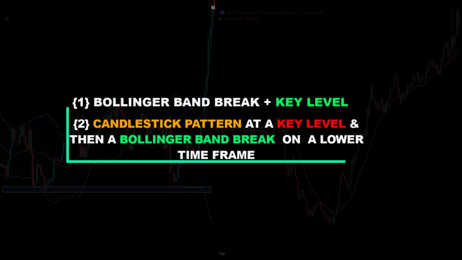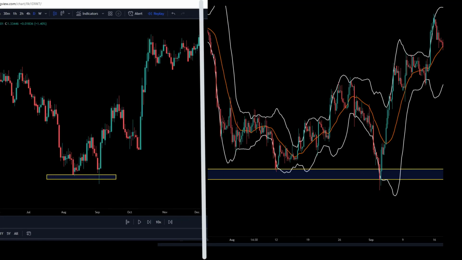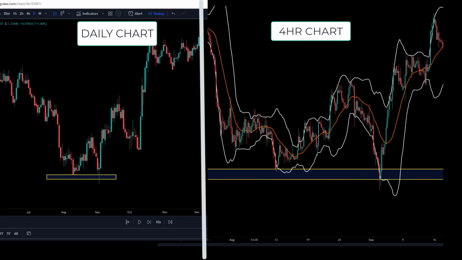So moving on to the next setup, identifying a candlestick pattern at a key level and checking on a lower time frame for a Bollinger Band break. On the left is the Euro USD daily time frame and on the right is the Euro USD 4-hour time frame. This reversal point here gives you your key level. As price came back down, you had a long wick candle formed right at the key level, which presented a long trade opportunity. The trade setup here is this same area here on the 4-hour time frame.